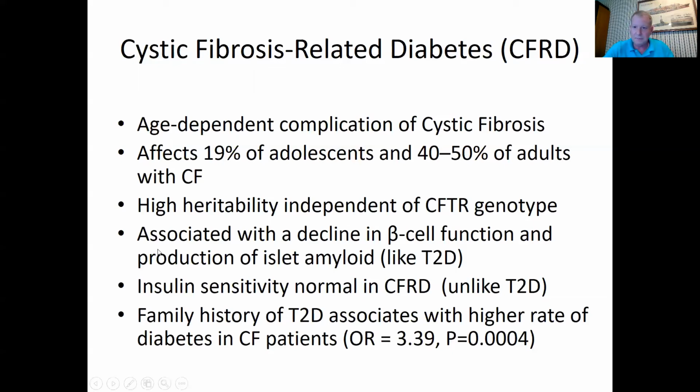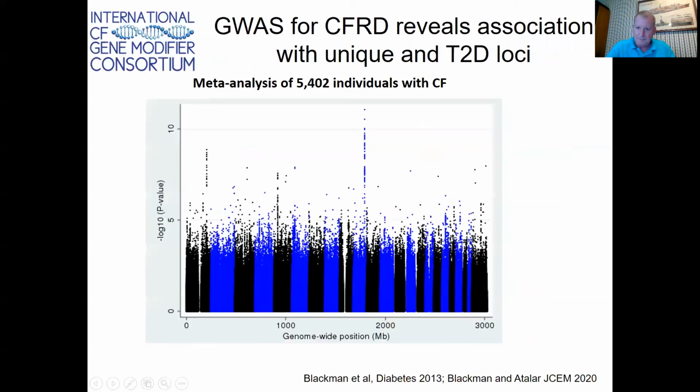suggesting some genetic overlap between type 2 diabetes and diabetes and CF. Now, here is some genetic studies done a few years ago and then recently replicated. A genome-wide association study, a GWAS, for CF-related diabetes was performed and studied quite a few individuals. This one is a more recent one where 5,400 individuals were studied, and what we are looking at are the individual genetic variants spread across the entire genome.